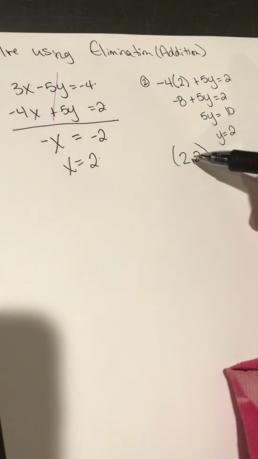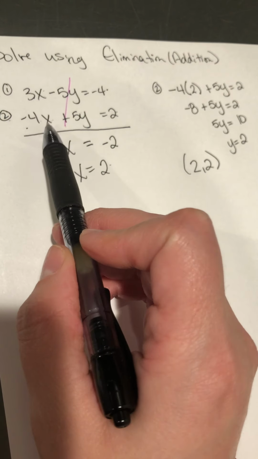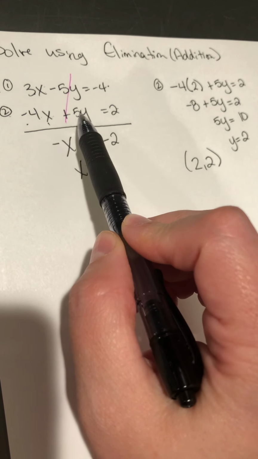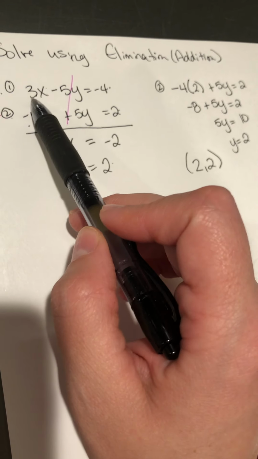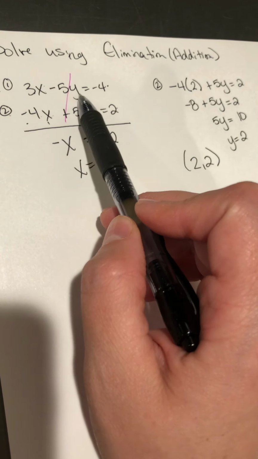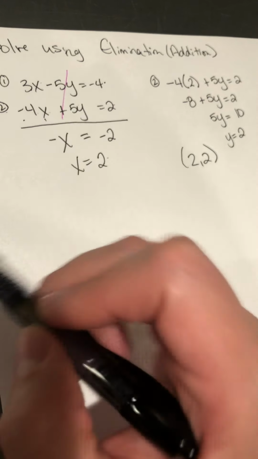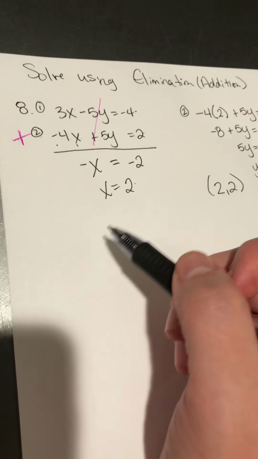And you can check this. Negative 4 times 2 is negative 8. Plus 5 times 2 is 10. Negative 8 plus 10 is 2. That works. 3 times 2 is 6. 5 times 2 is 10. 6 minus 10 is negative 4. That works.